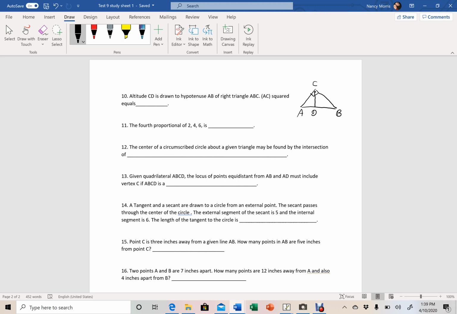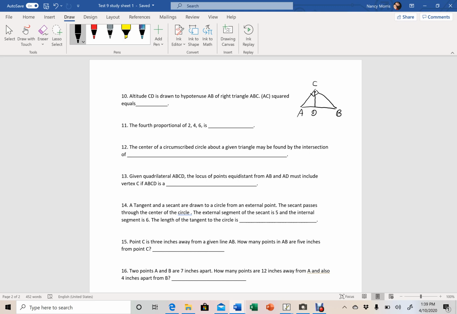Number 13. The given quadrilateral ABCD, the locus points equidistant from A, B, and AD must include vertex C if ABCD is a what?